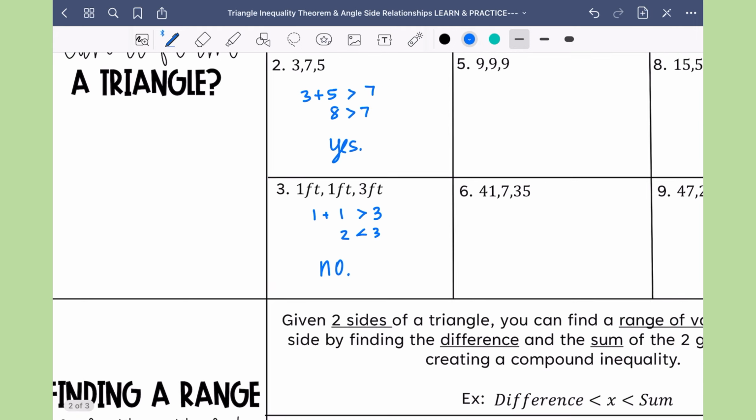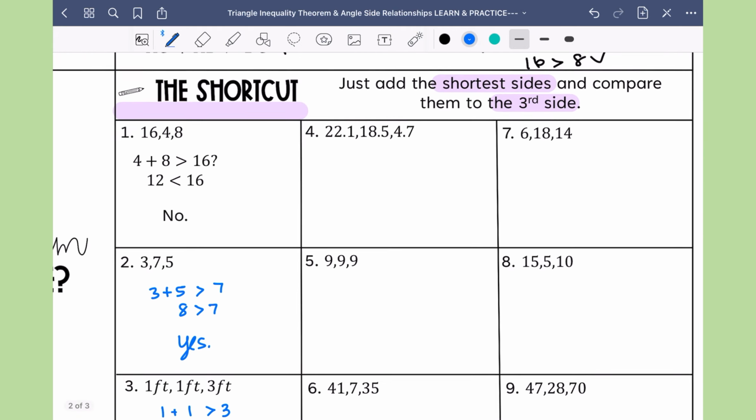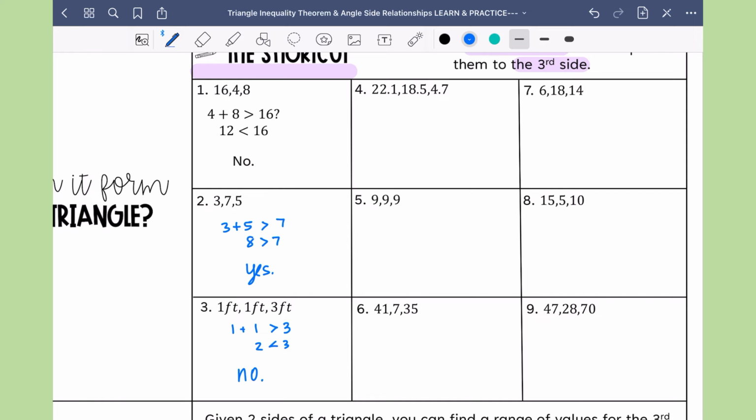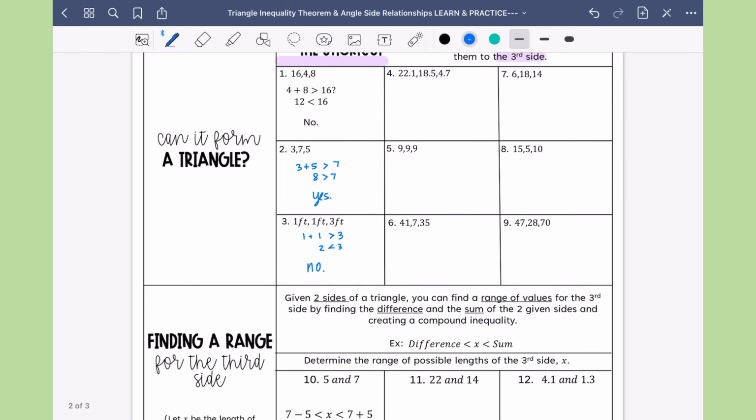Okay. I'm going to do, actually, no. You will do the rest, the 6 that are left, and then check your work with the answer key.